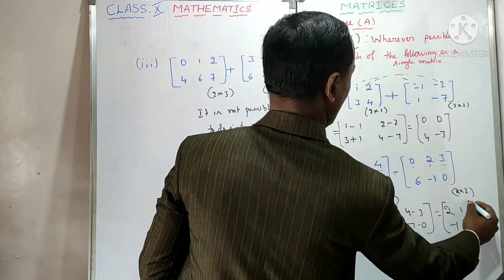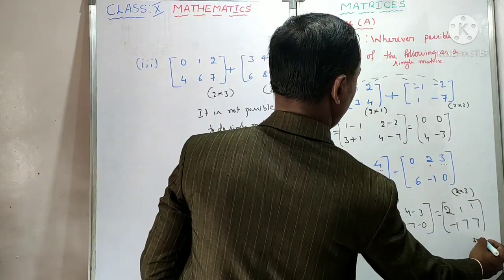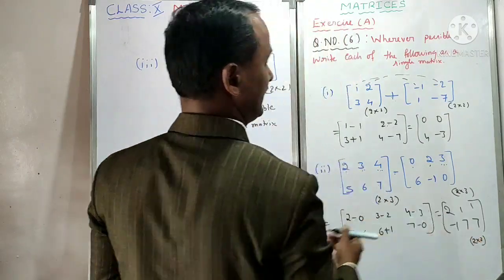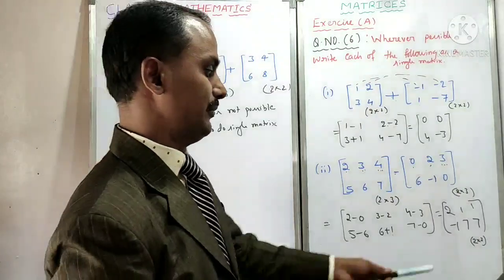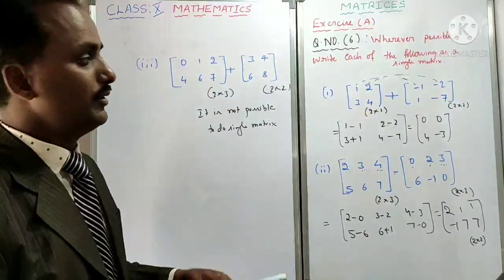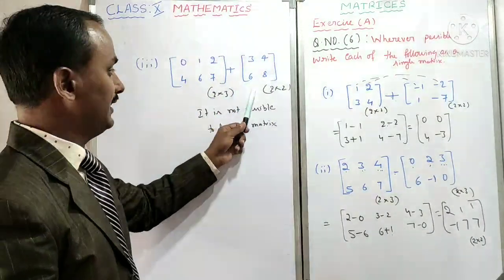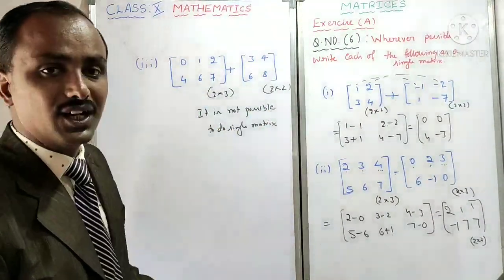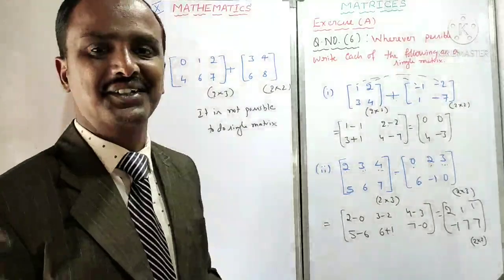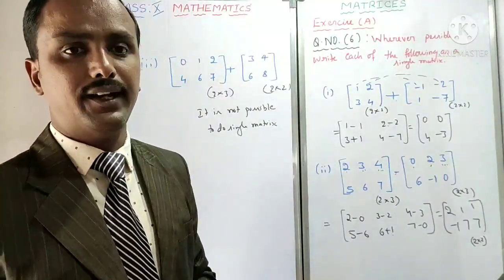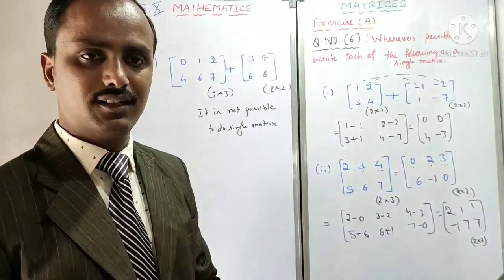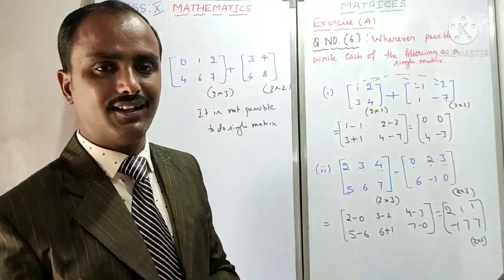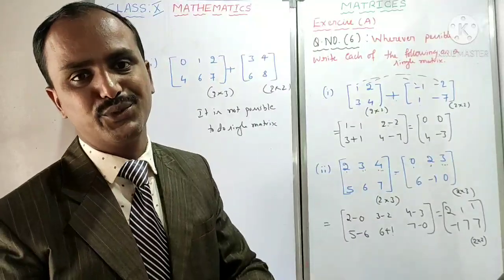We got a 3 by 3, or 2 by 3, sorry, order matrix, a single matrix. This one is not possible. Why? Because 2 by 3 is there, here 2 by 2 is there. If a 3 is there, it's possible to do addition or subtraction. Which matrix to which matrix is possible to do addition or subtraction? Understand? Condition number 1, only one condition: if the given matrices' order is equal, it is possible to do addition or subtraction.